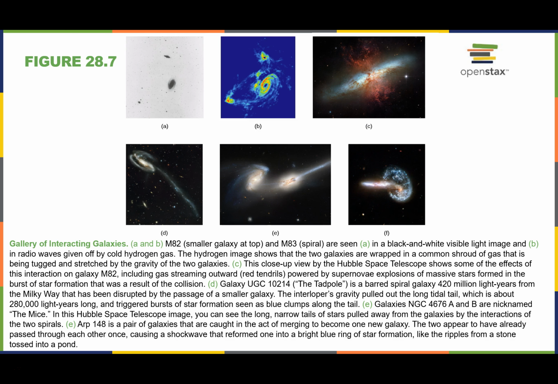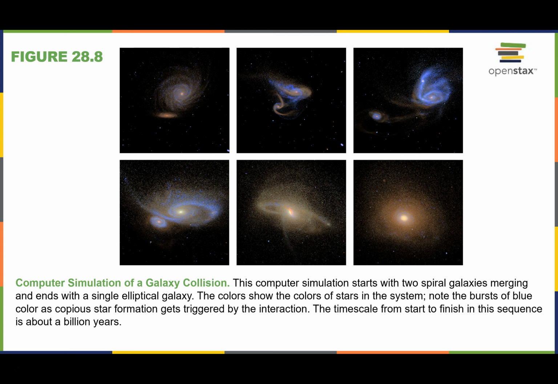All right. So again, this is just showing you galaxies interacting. They have neat names, like this one, the D is the tadpole galaxy. It's like a tadpole. E is the mice. F is, let's see what it is. This is a computer simulation of what happens when galaxies merge.